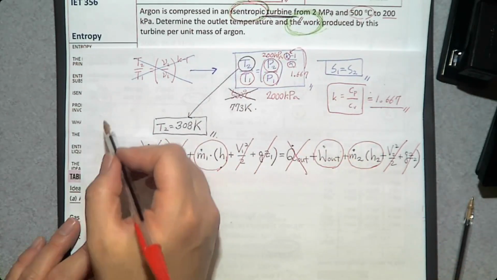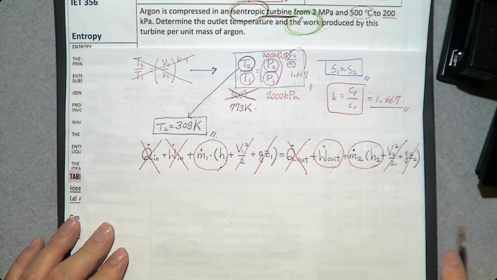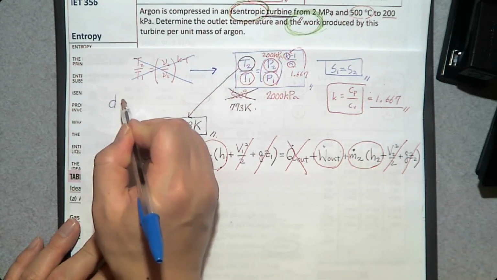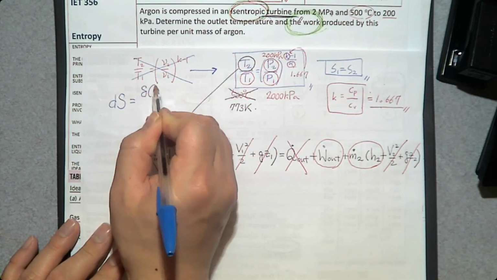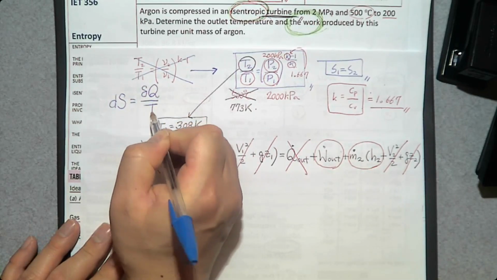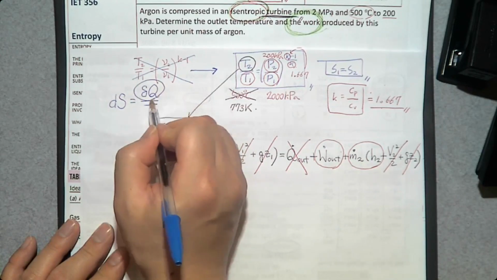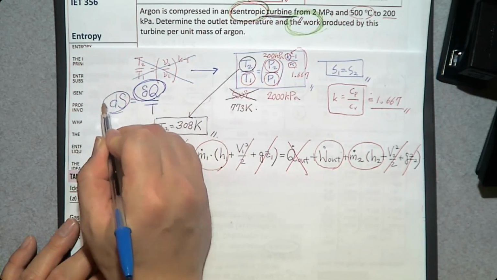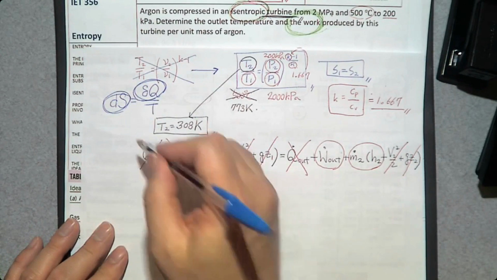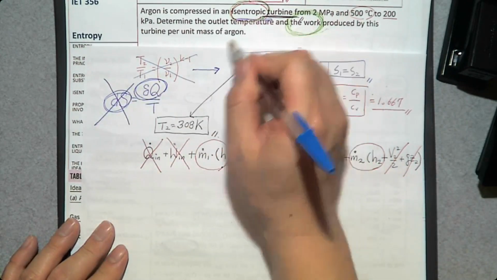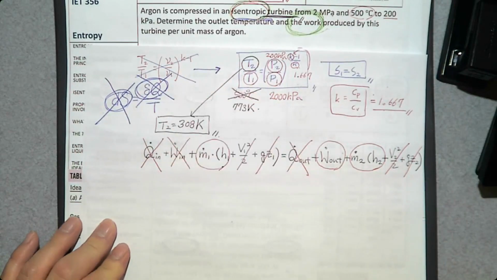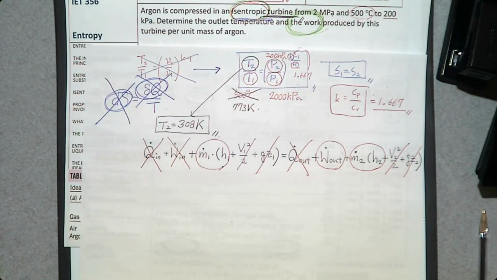Why? Because by the definition of entropy, ds, the change in entropy, is going to be the change in heat over T. So if there is a heat transfer, there is an entropy change. So if you don't have an entropy change, which is an isentropic process, you don't have heat transfer. Make sense? To me, yes.